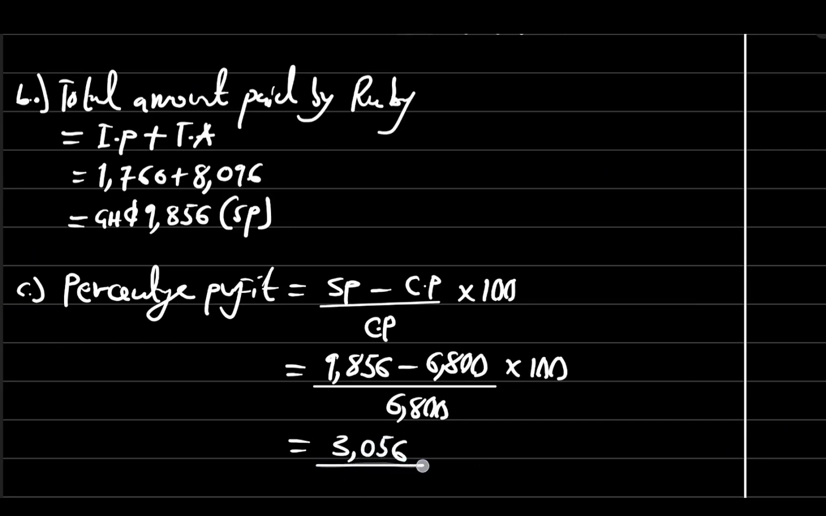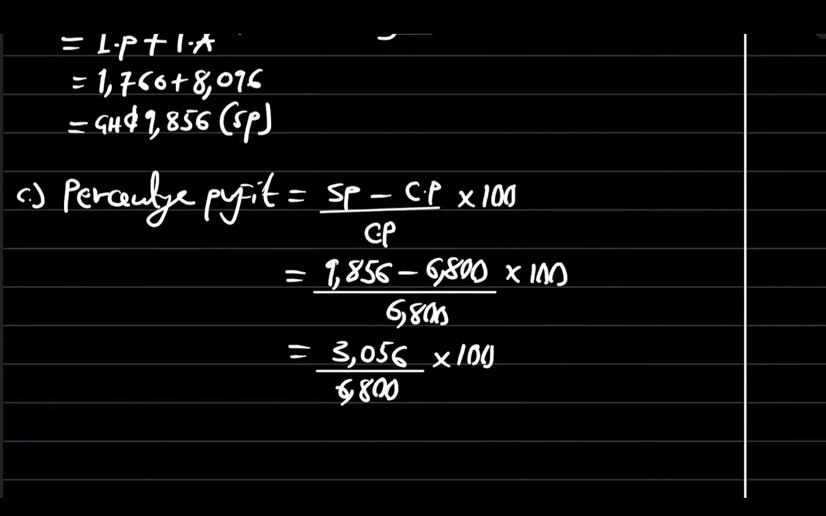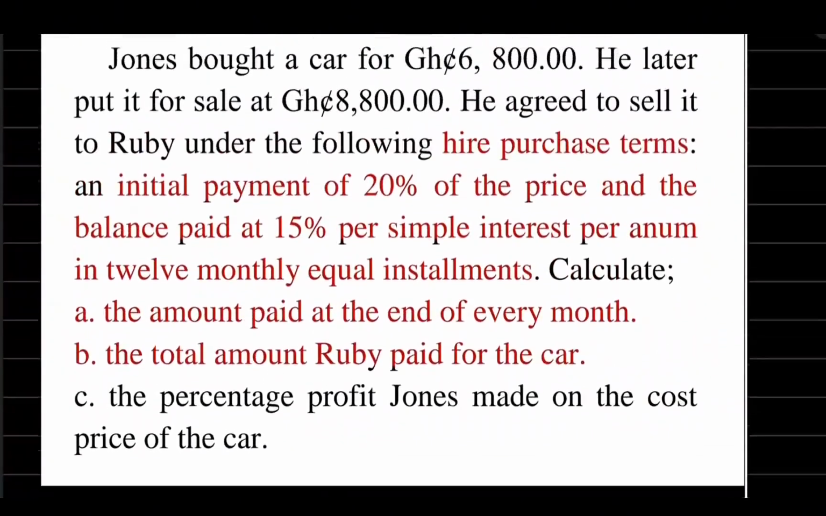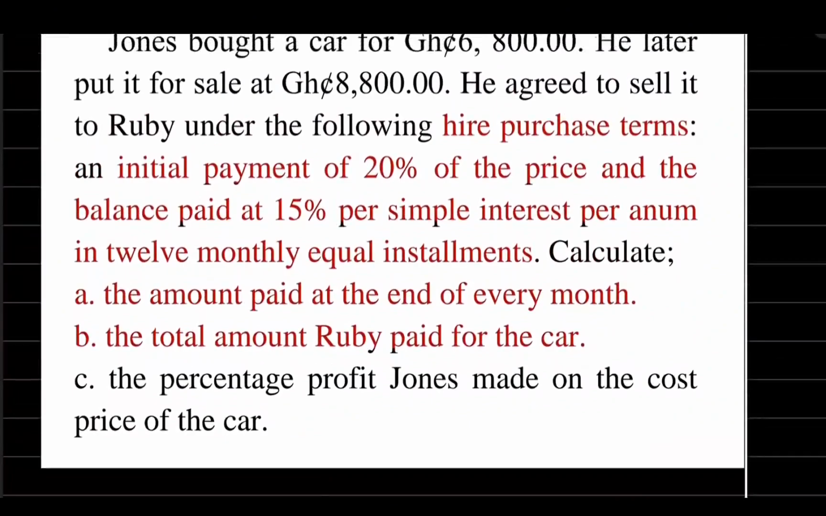Numerator, the difference is supposed to give us what? 3,056. Divide this by 6,800 multiplying 100. So you're supposed to get a percentage of what? 44.94%. In two decimal places, supposed to get 44.94%. All right, so that is that with this aspect of question in business math, and it's what we call a hire purchase arrangement. So let's take note of that.